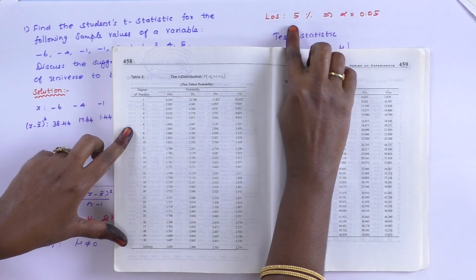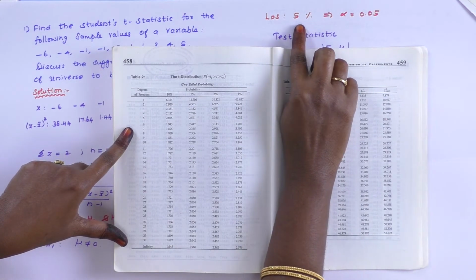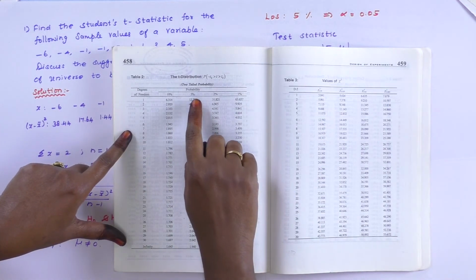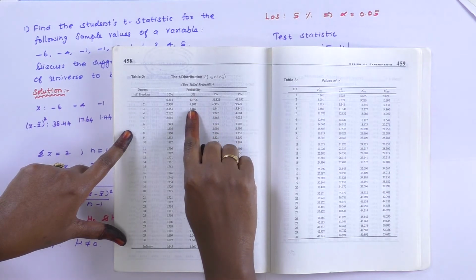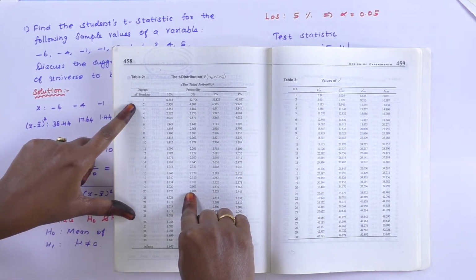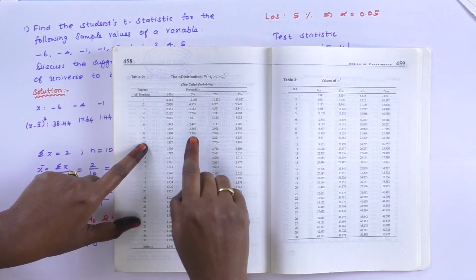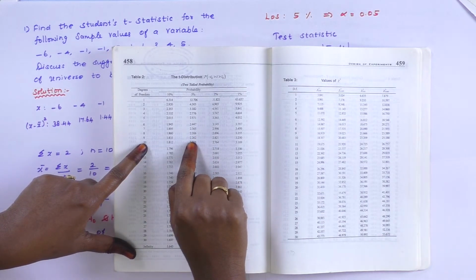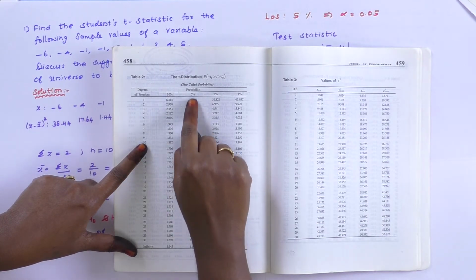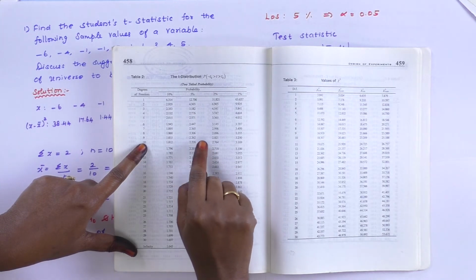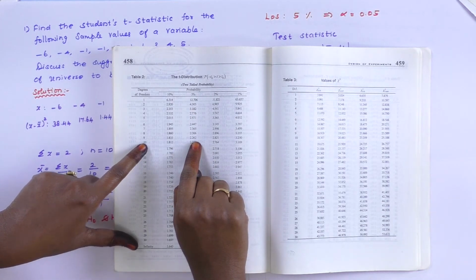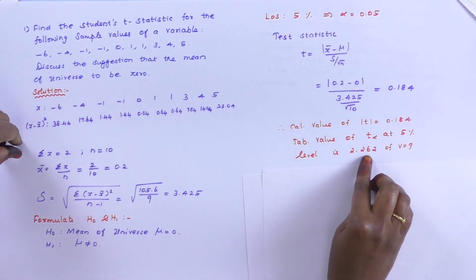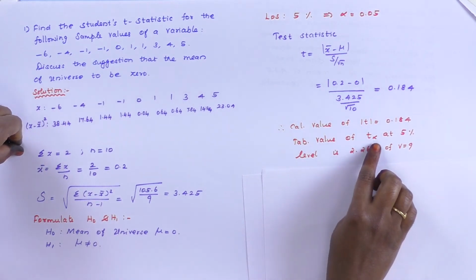Now we set the level of significance for this problem as 5%. We choose the 5% column and the corresponding degrees of freedom is 9. Therefore, the answer is 2.262. At 5% level with degrees of freedom 9, we get 2.262, therefore 2.262 is the tabulated value.